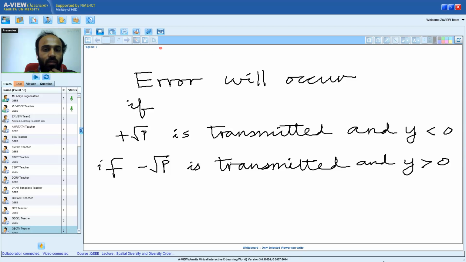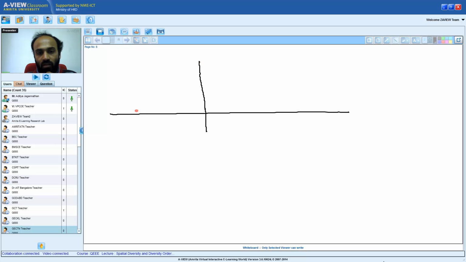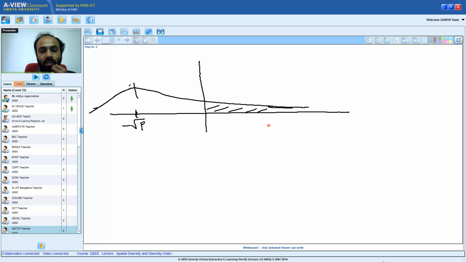Let us consider a simple scenario. Let us go back to our scenario where we are transmitting minus square root of p and we are receiving y greater than 0. This is the probability, right? Now let us start with some basics. If minus square root of p is transmitted, we have y equal to minus square root of p plus n.